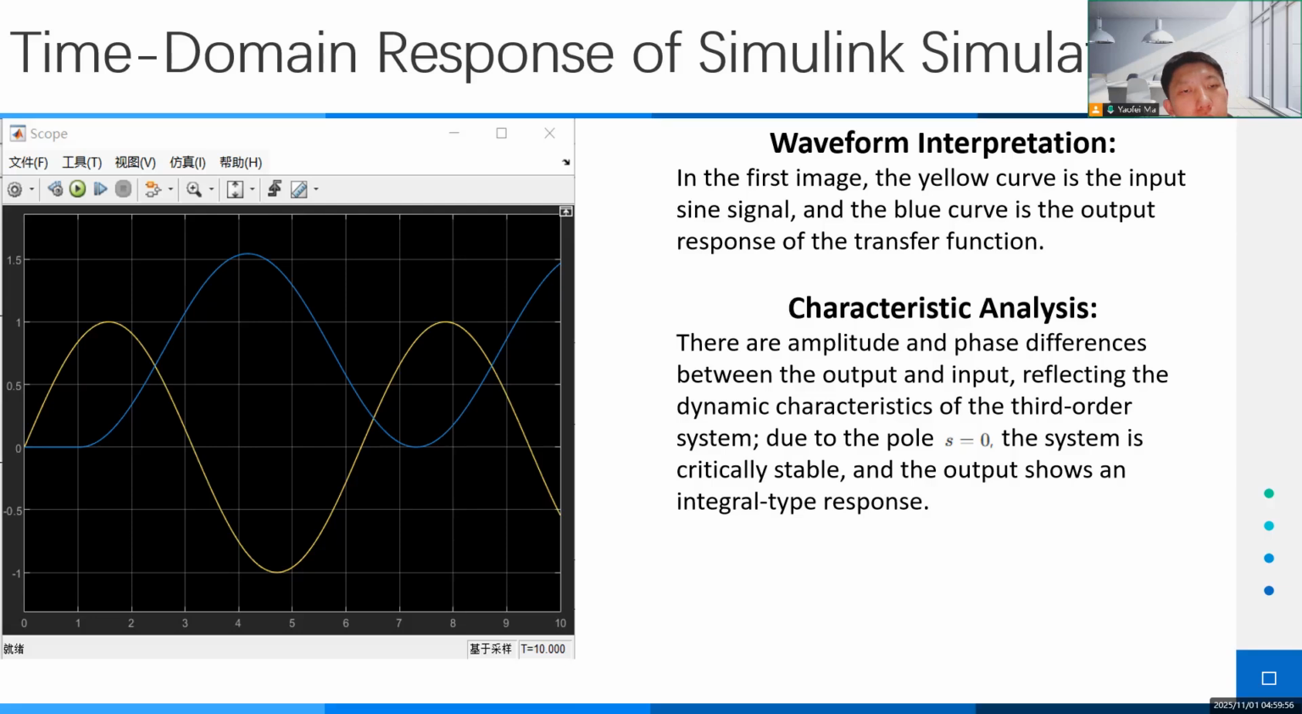Remember the pole at S equals 0, we talked about it earlier. Because of this pole, the system is marginally stable, so the output shows an integrative response. It doesn't blow up, go to infinity, or die down quickly. It responds in a steady, slow changing way.